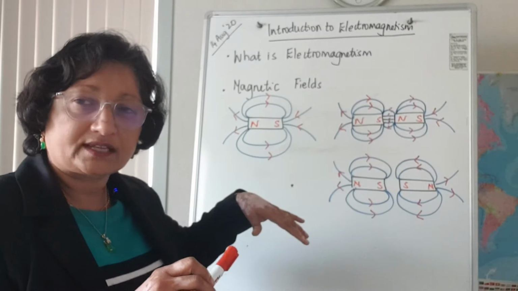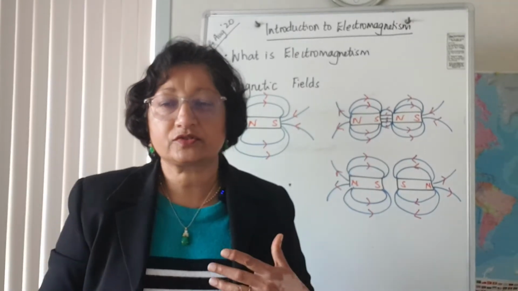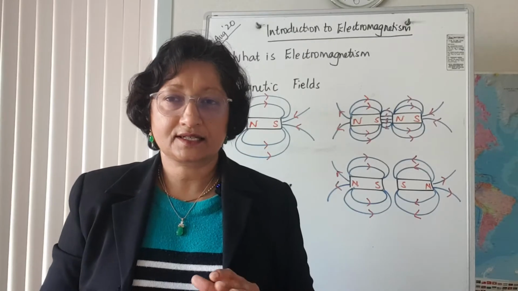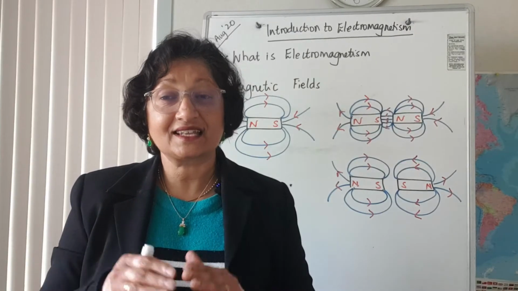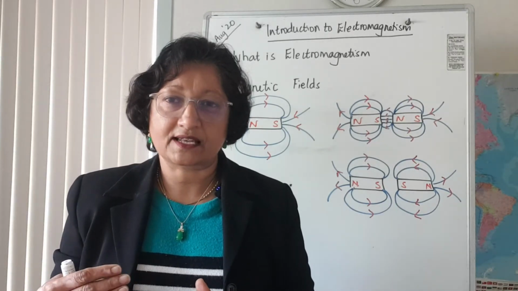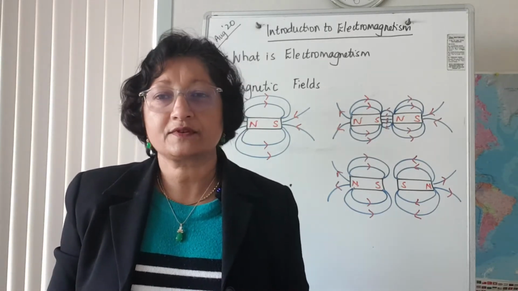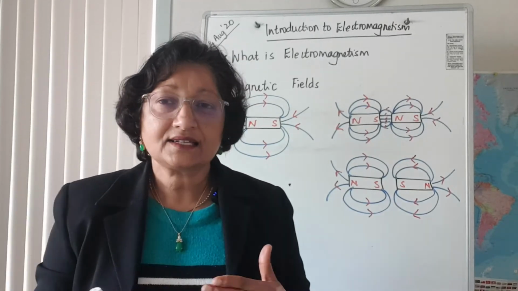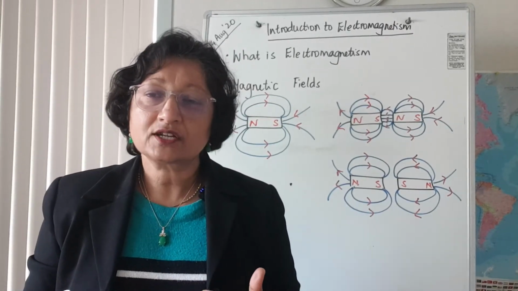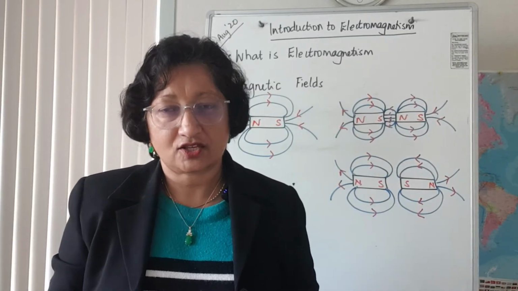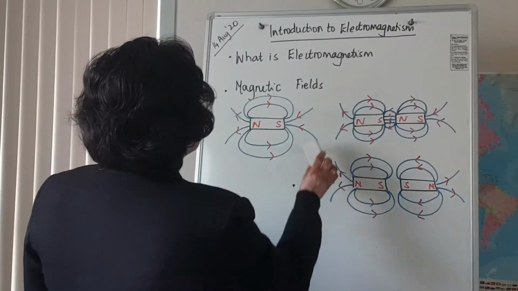So let me just draw that diagram for a solenoid, and also I'll give you a formula which you can use to calculate the strength of the magnetic field inside the solenoid. We're not really worried about the strength of the magnetic field outside the solenoid because it's not a uniform field, okay? But inside, it is uniform. And the word uniform means that the strength is the same. It doesn't change. Okay.